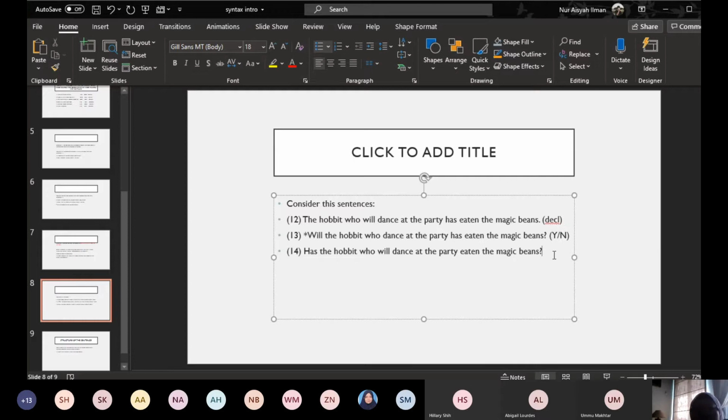And this is supposed to be yes, no. So we look at number 13. 13 is supposed to be a yes no question, because just now we said the auxiliary goes to the front, right? So we look at sentence number 12: The hobbit who will dance at the party has eaten the magic beans.